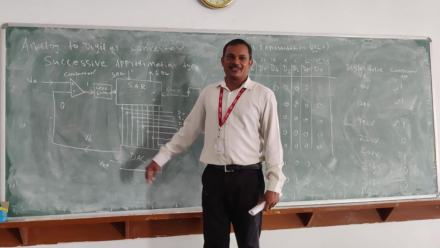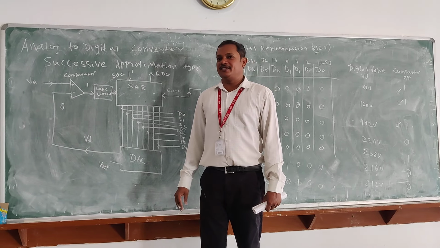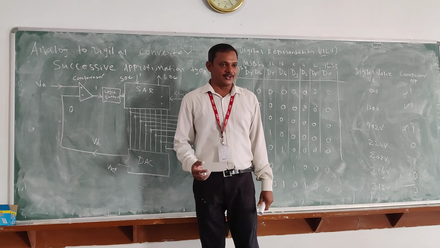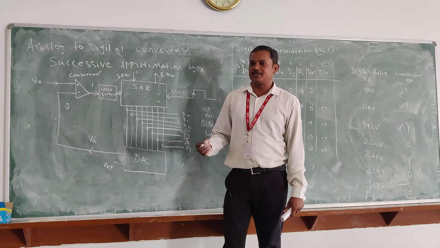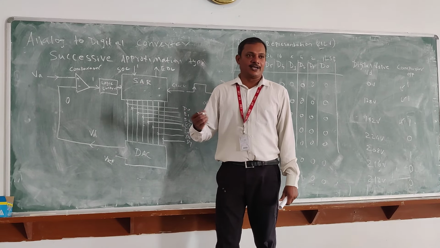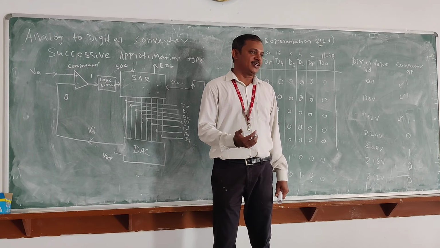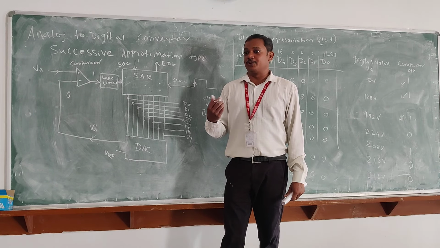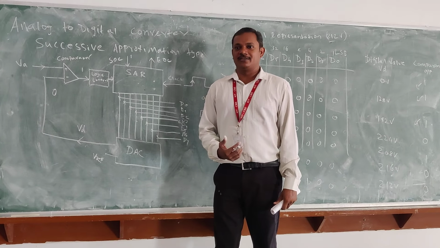Today's topic is an ADC. An ADC is analog to digital conversion. The main objective of this ADC is to convert an analog signal into a digital signal. We already know that the IC processes only binary data. So in order to store the data, we need digital data.